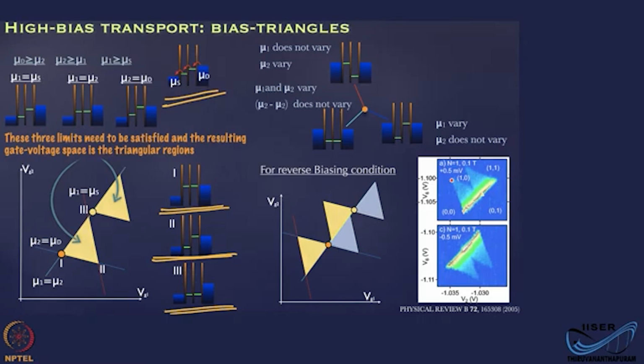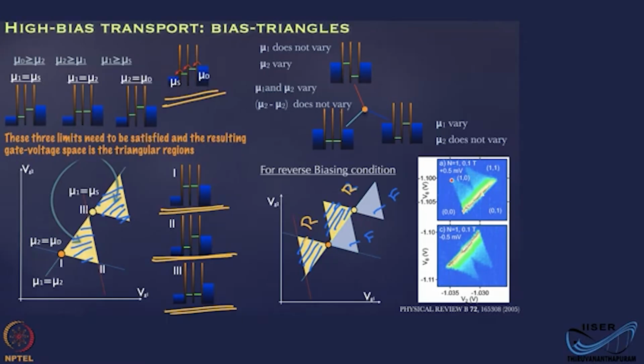Now, if you reverse the bias, you are going to get regions of no current in the opposite direction, okay? And that is represented by the triangles which are pointed upwards. These triangles are pointed downwards here, and these triangles are pointed upwards. And the relative alignment of this triangle is shown here. So this is for forward bias, this is for forward bias, and this is for reverse bias. Reverse bias, okay?